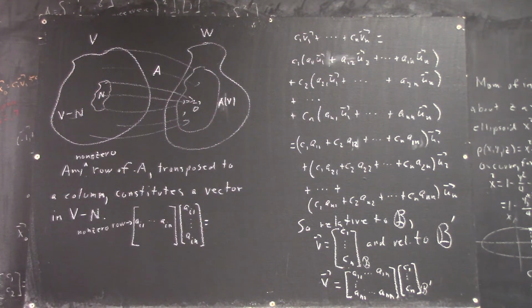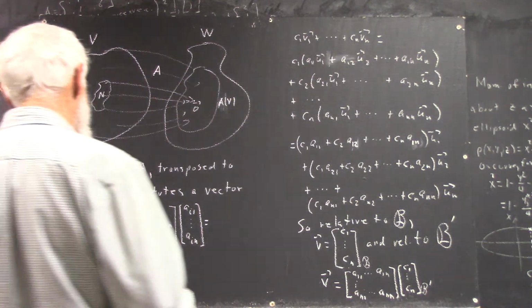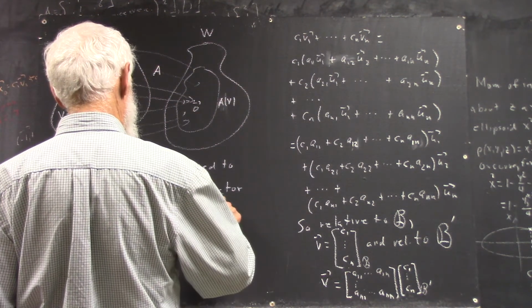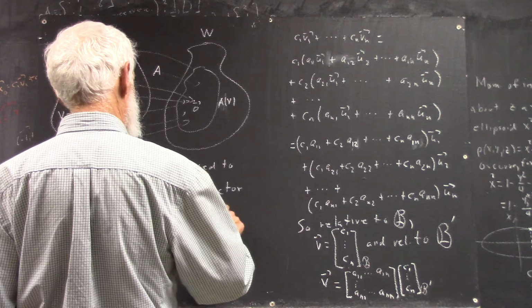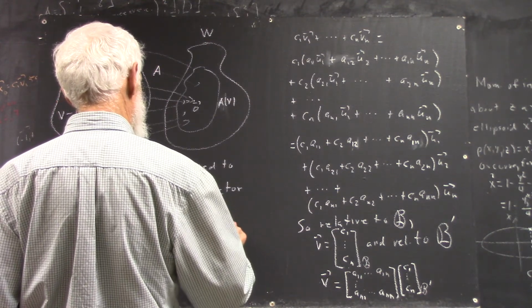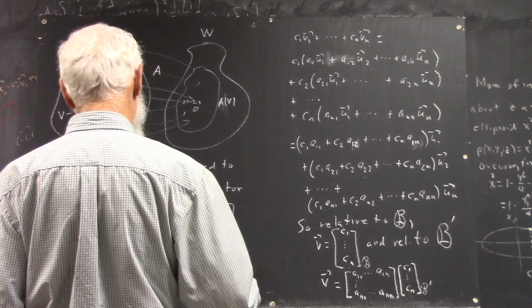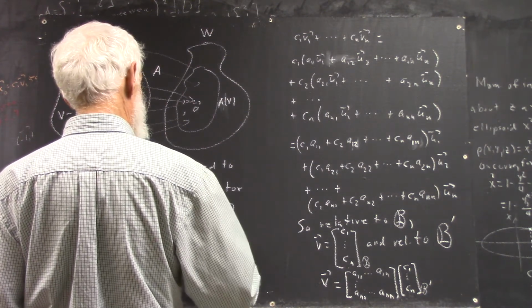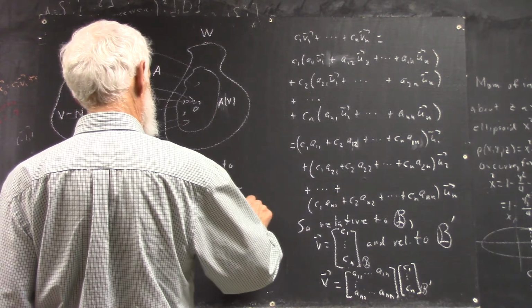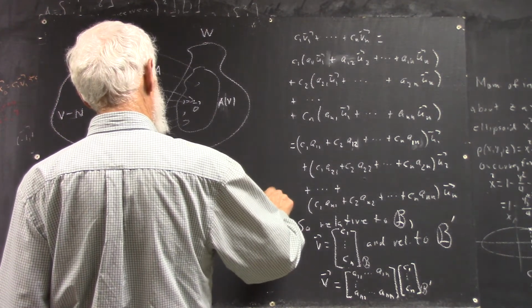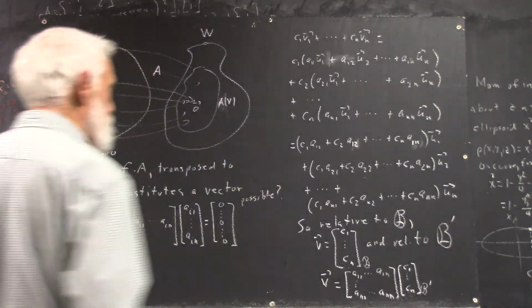Okay? Is it possible that this is the zero vector?